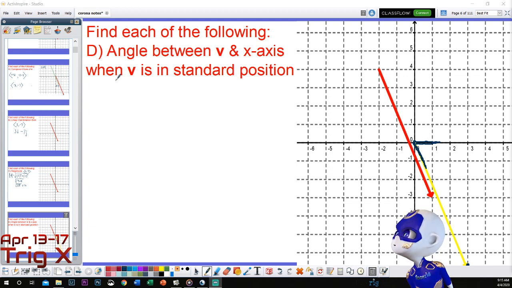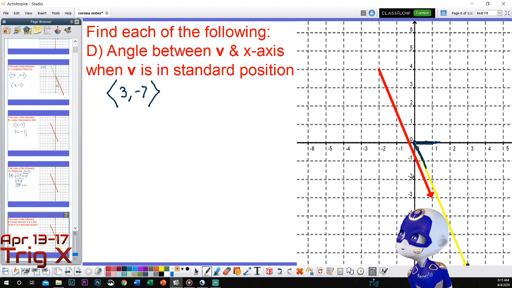Alright, so our initial vector is 3, negative 7. This is in component form. This is this yellow one right here. Honestly, it's the same as this red one, but for our drawing's sake, it helps to have it started at 0, 0. So 3, negative 7 is our vector, and we remember that tangent theta is the y value over the x value.